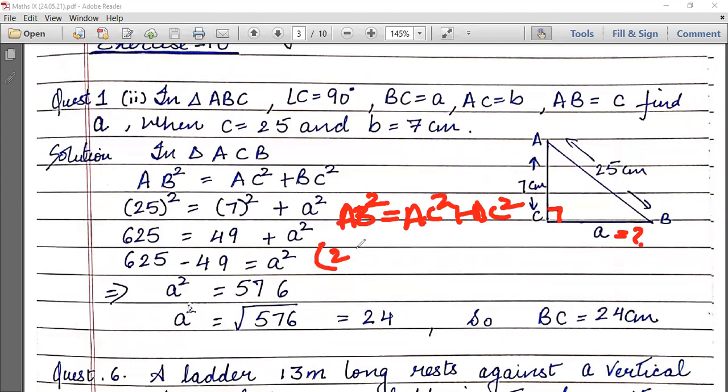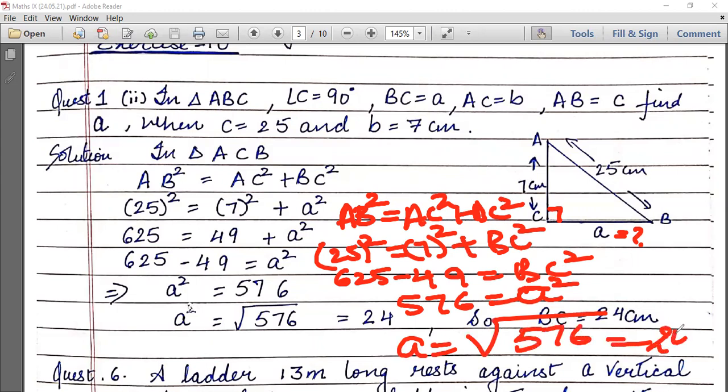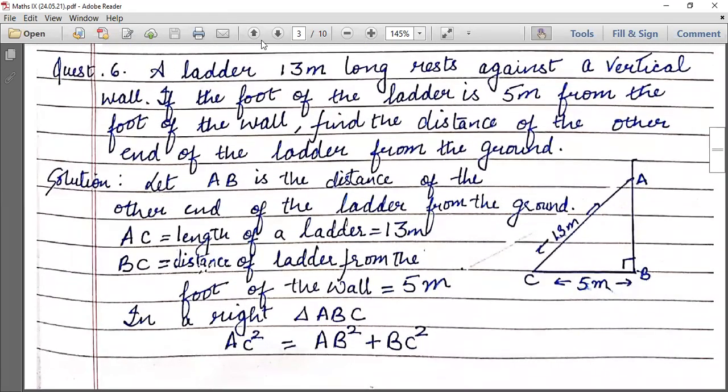Children, here AB is 25 square and AC is 7. So you can write 7 square, and BC you have to find out. So 25 square is 625. 7 square is 49. It will go that side. It will become minus. And next step, 625 minus 49 is 576, which is equal to BC square. The final answer is square root 576, that is 24 centimeter. So children, what is the third side of the triangle? 24 centimeter. Okay, now let's move on to question number 6.